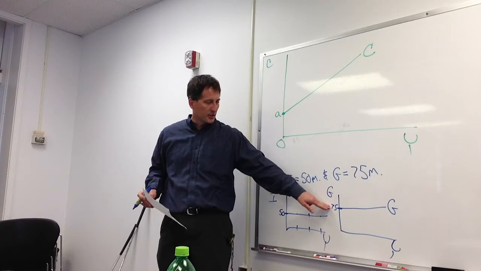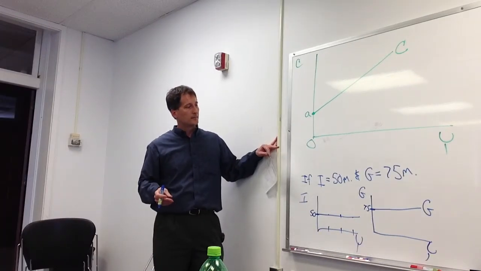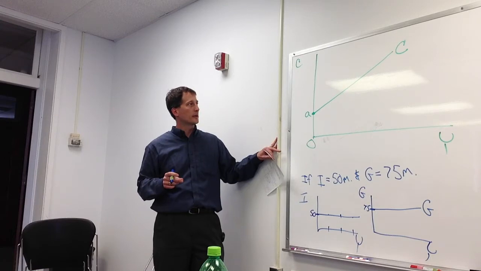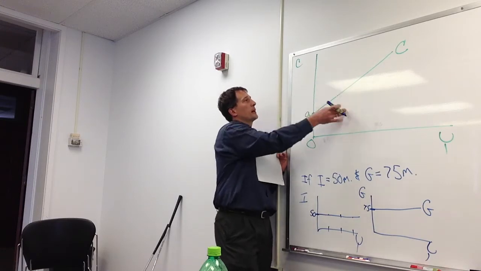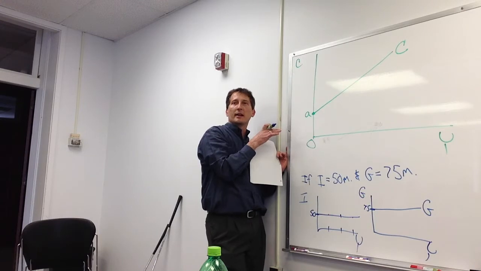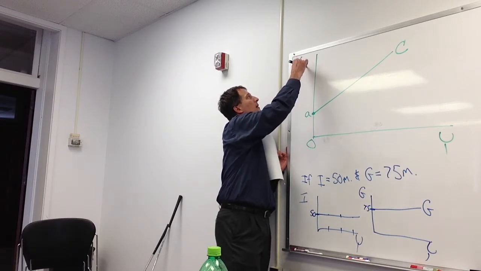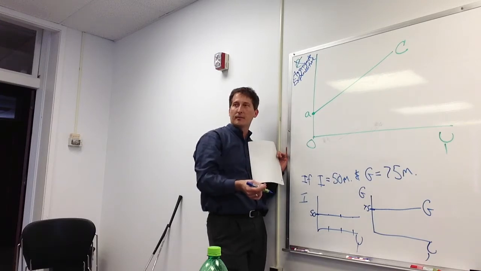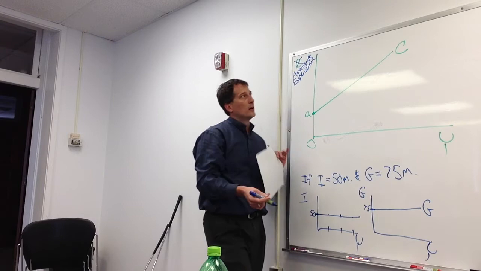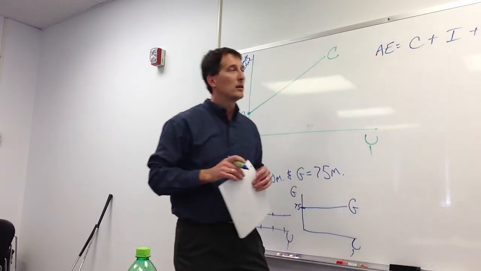The G function, I think, is potentially even easier to think about. The government is choosing to spend 75 million, and it doesn't vary according to income automatically anyway. It's at their discretion. So if I now start to think about this in a bigger picture, instead of just consumption spending, I think of all spending. If I start thinking about aggregate expenditure, I'm going to put all those components together. So aggregate expenditure equals C plus I plus G, let's ignore the rest of the world for now.